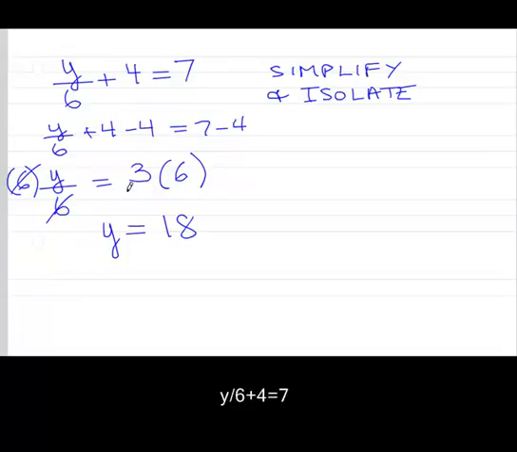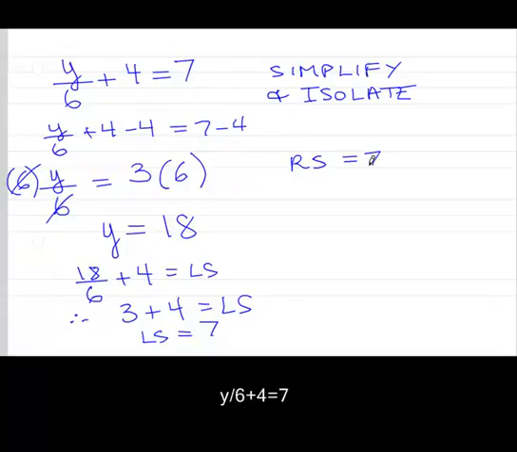Of course, you can check. You should actually here, 18 divided by 6 plus 4 equals the left side, which is therefore 3 plus 4 is equal to left side. Left side equals 7. Then right side is 7. Therefore, left side equals right side. Great.